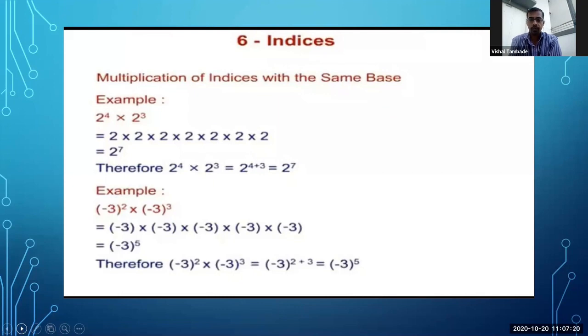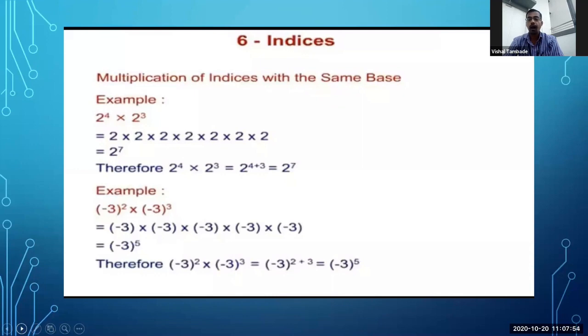Let us take it in detail. Minus 3 raised to the power 2, written in multiplication form, is minus 3 multiplied by minus 3. Minus 3 raised to the power 3, written in multiplication form, is minus 3 multiplied by minus 3 multiplied by minus 3. Count how many times minus 3 occurs. Minus 3 comes 5 times, so we write the power as 5. The base is the same, minus 3, and the power is 5.